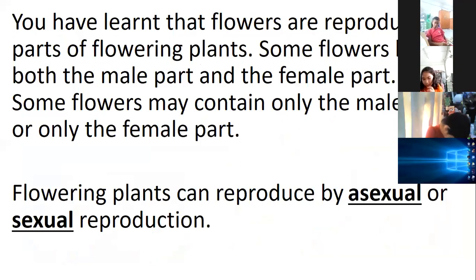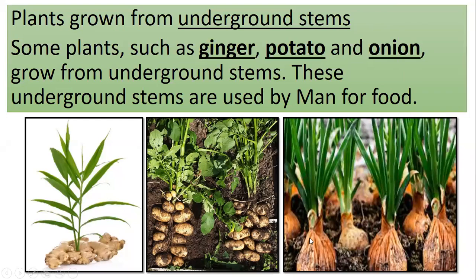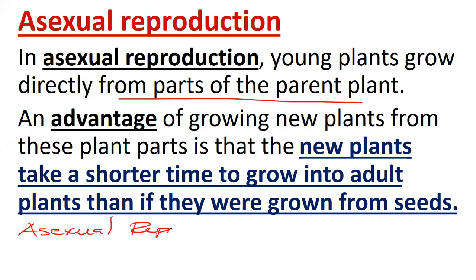This one, asexual and sexual reproduction. And this one, who can remember with this one? The potato. Okay. Ginger. Okay, the ginger, the potato, and the onion. These are asexual reproduction. Am I right? Asexual reproduction. Young plants grow directly from parts of the parent plant. So asexual reproduction, we have three.